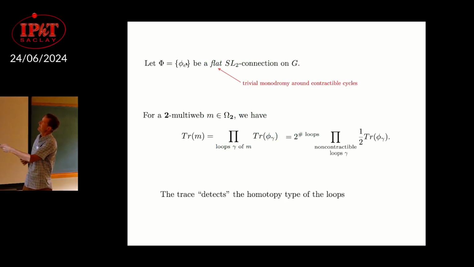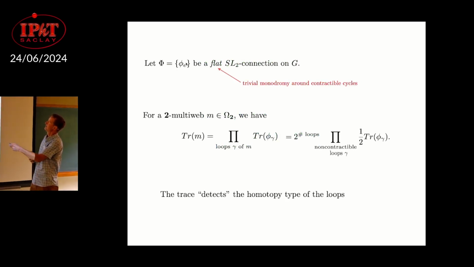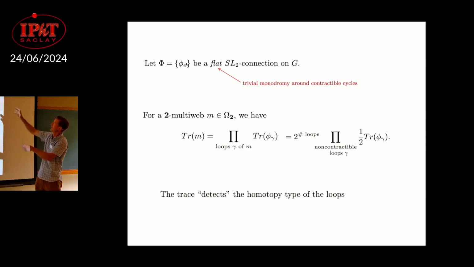So what we can do is take a flat SL2 connection, right? What does flat mean? It just means it has trivial monodromy around all the contractible faces, not the ones with a puncture, but all the other faces.